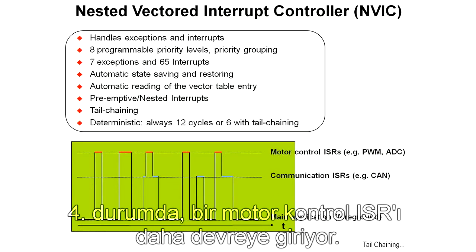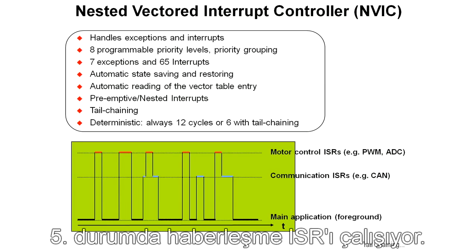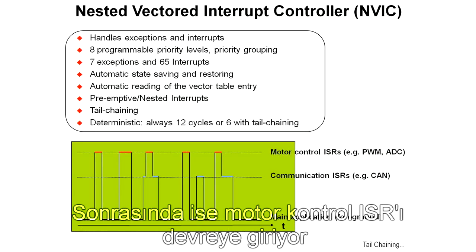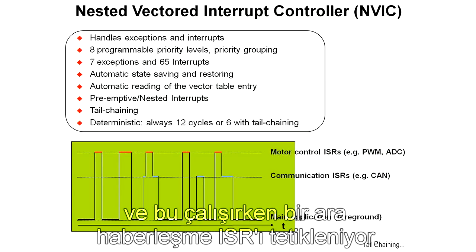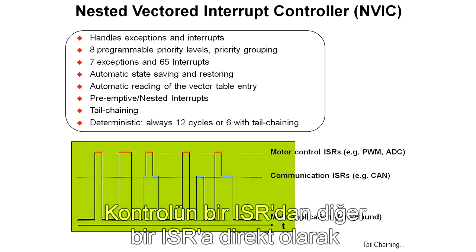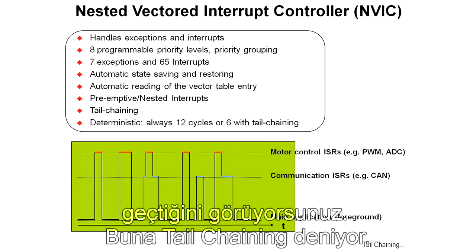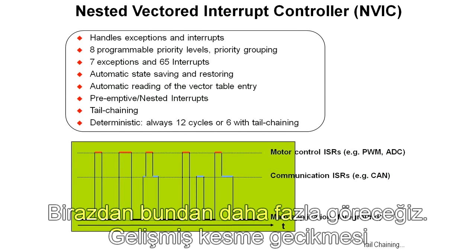In the fourth instance, another motor control ISR goes off. In the fifth instance here, a communications ISR goes off. In the next one, a motor control interrupt service routine went off, and then sometime in the middle of that, a communication ISR went off. You can see that the transfer of control went directly from interrupt service routine to interrupt service routine. That's called tail chaining, and we're going to see more of that in just a moment.